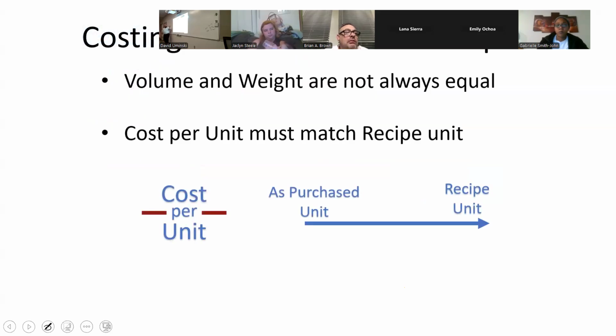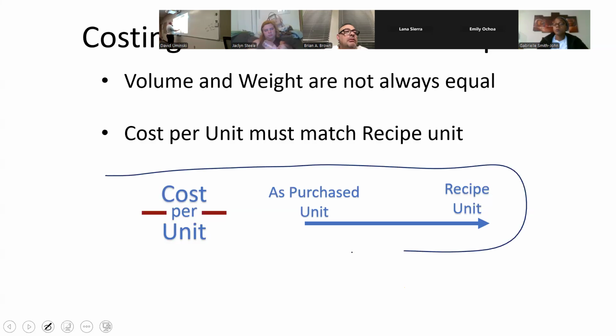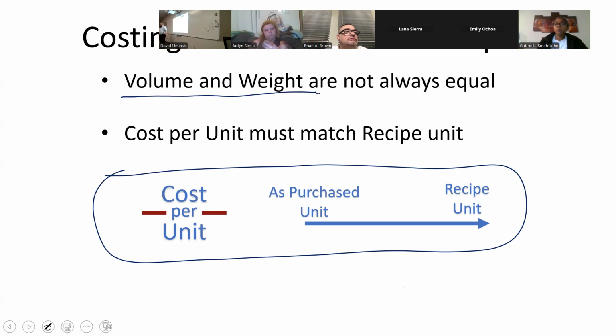We've talked about this already, costing out recipes. We're going to get a little bit more into it in the project. We've talked about this information right here. However, one thing that we have not talked about a whole lot is how volume and weight are not always equal. What do I mean by that? Volume and weight are not always equal.